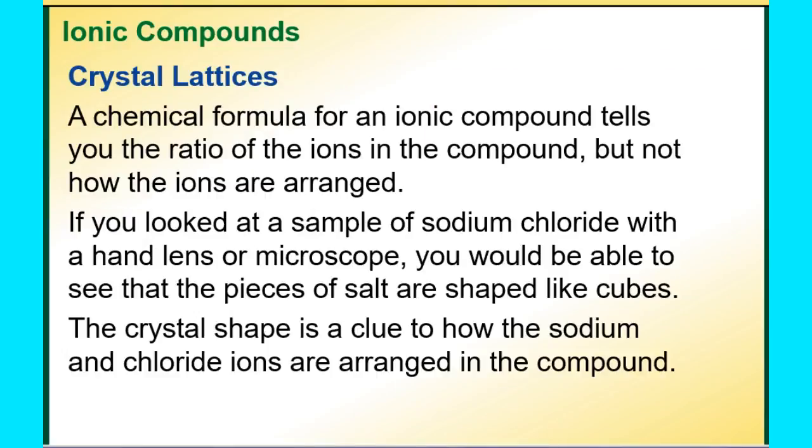Crystal lattices. The chemical formula for an ionic compound tells you the ratio of the ions in the compound, but not how the ions are arranged. If you look at a sample of sodium chloride with a hand lens or microscope, you will be able to see that the pieces of salt are shaped like cubes. The crystal shape is a clue to how the sodium and chloride ions are arranged in the compound.